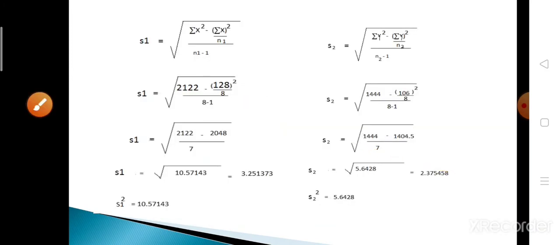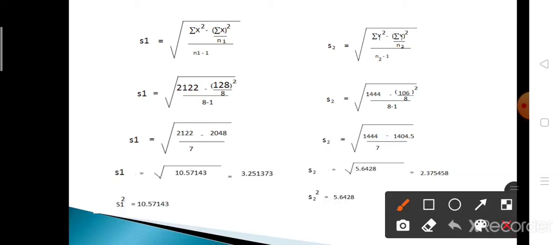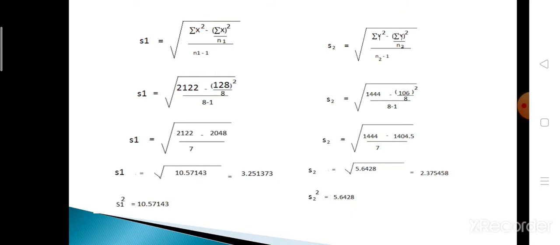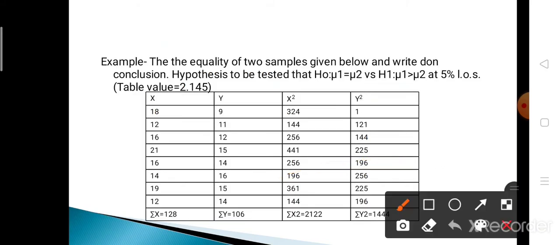Let's see, first calculate s1 and s2. So the S1 formula is the square root of summation x square minus (summation x) whole square divided by n1, whole divided by n1 minus 1. So here we need summation x square. And the S2 formula is the square root of summation y square minus (summation y) whole square upon n2, whole divided by n2 minus 1. So here we need summation y square. So first make the columns x square and y square. What is meant by x square? Just squaring all the values of x. And what is y square? Just squaring all the values of y.